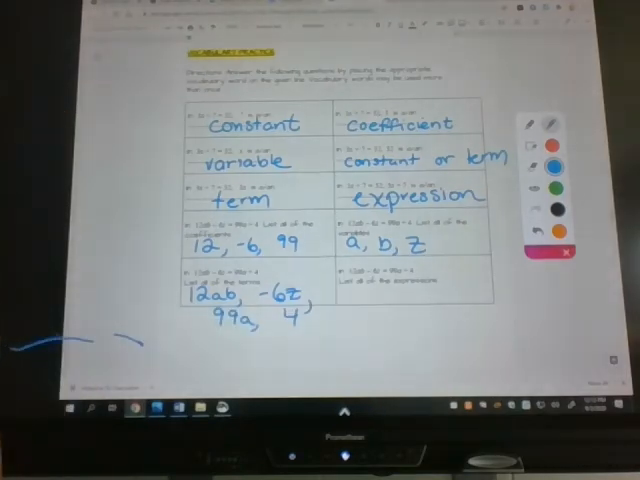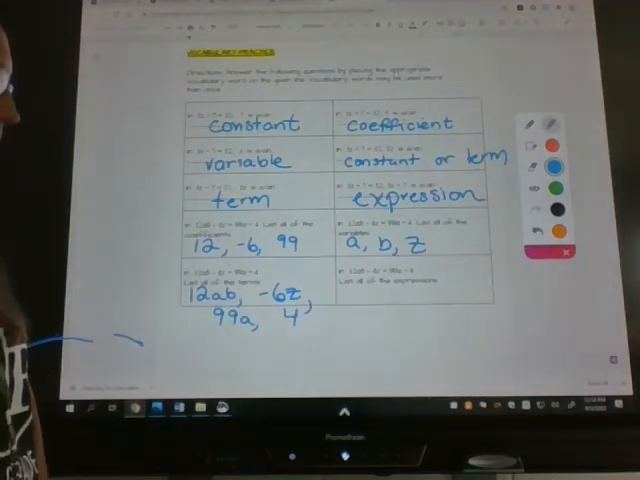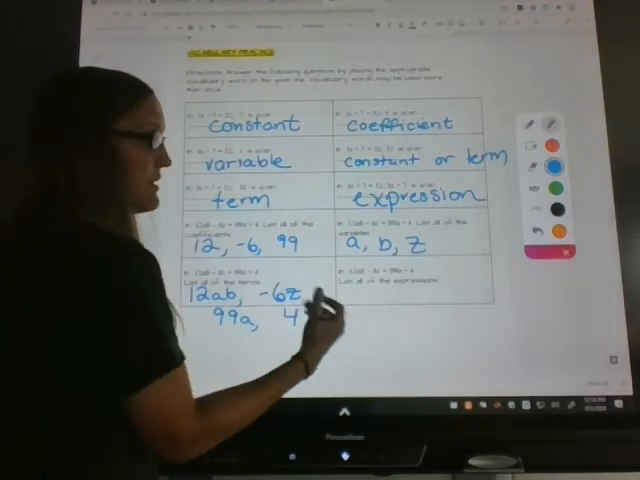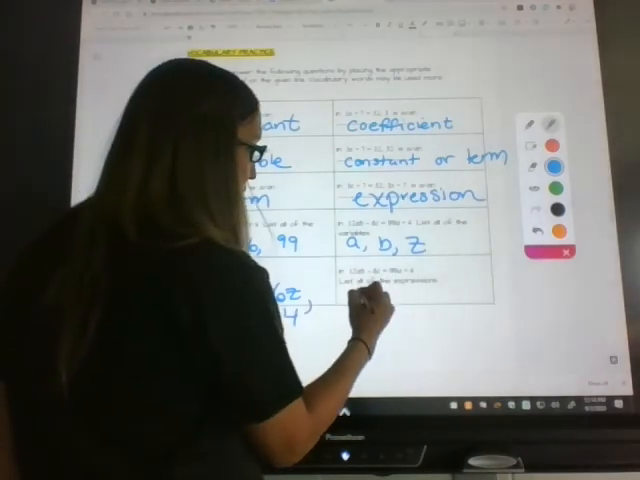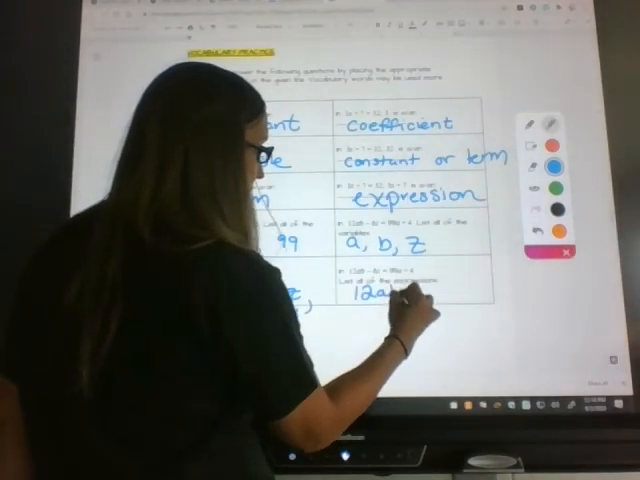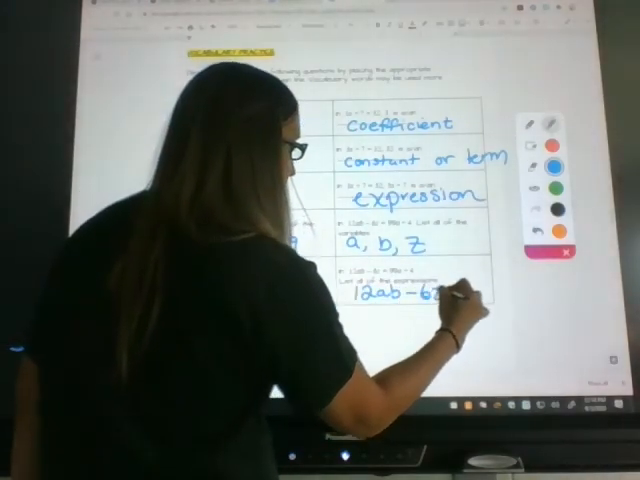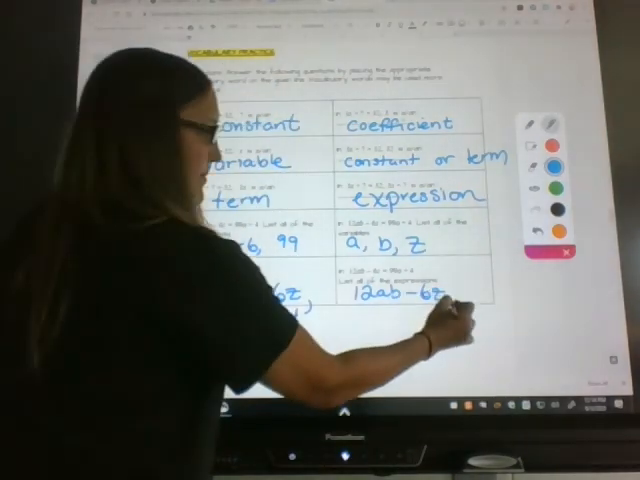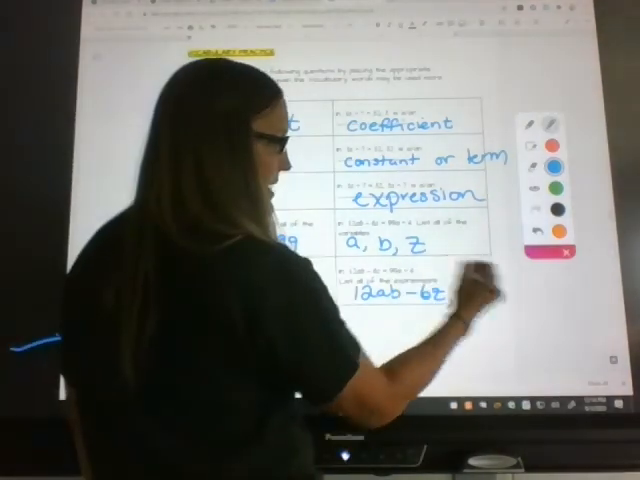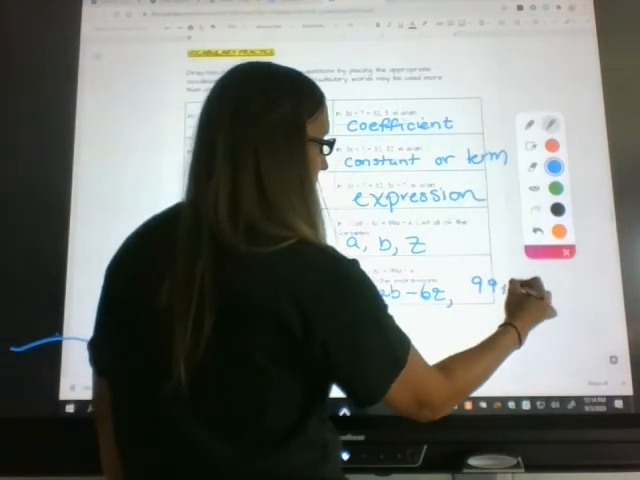Okay, and then this last one, you're going to list all of the expressions. Okay, there are two sides of the equations. There are two expressions. Hopefully you wrote the first one is 12ab minus 6z. And then the other one is on this side of the equation, 99a plus 4.